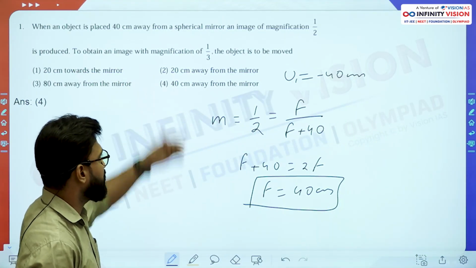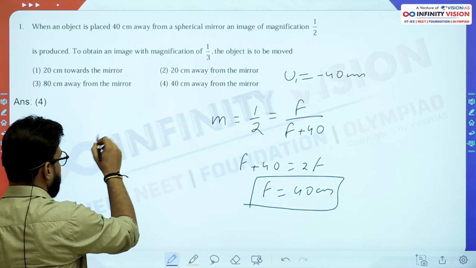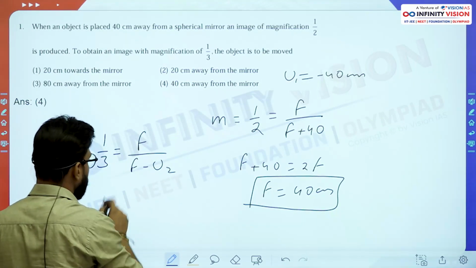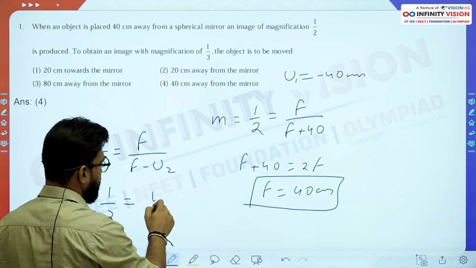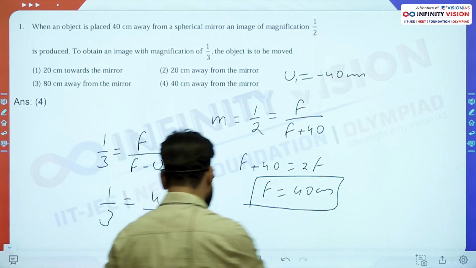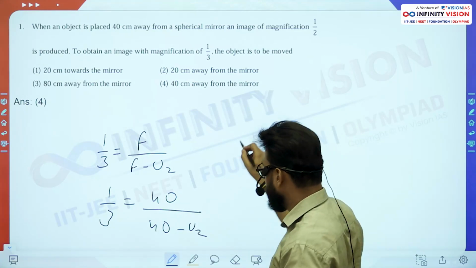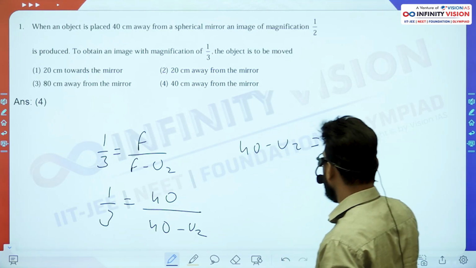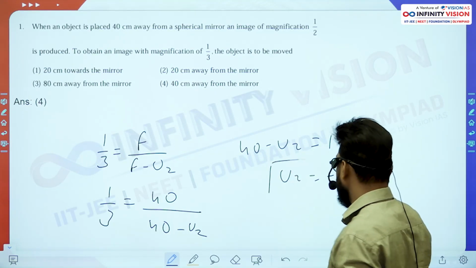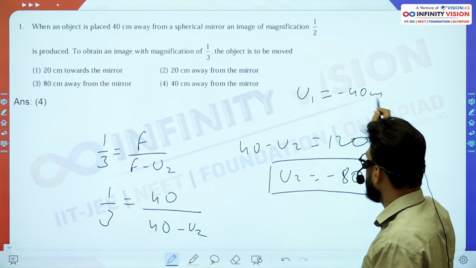Next, to obtain an image with magnification 1/3, the object should be moved. So again you need to first find u2. Magnification is 1/3, which is f by f minus u2. So 1/3 is equal to f, and f is already calculated as 40. From this you can easily calculate u2. 40 minus u2 is equal to 120, and u2 comes out to be minus 80 centimeter. That means initially u1 it was placed at a distance of 40 centimeter.